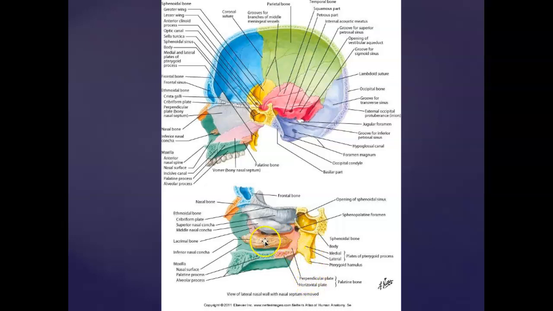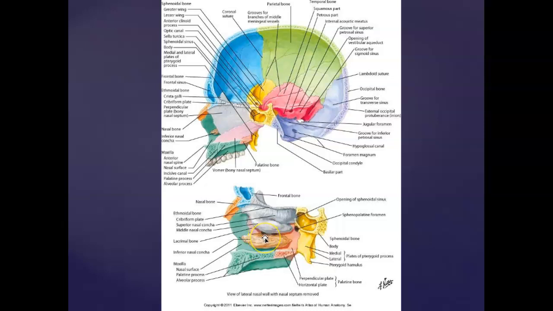There's an inferior nasal concha as well, but that's a facial bone. That's not part of the ethmoid bone down here. So don't get that confused with the ethmoid bone. There's a superior and middle meatus, which are spaces between the concha. So between the superior and the middle, and between the middle and the inferior would be these meatuses here. This helps again to warm, humidify and filter the air as you breathe through your nose.